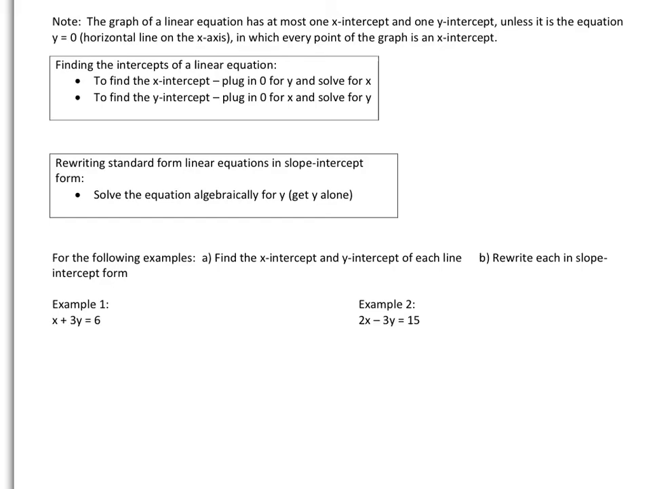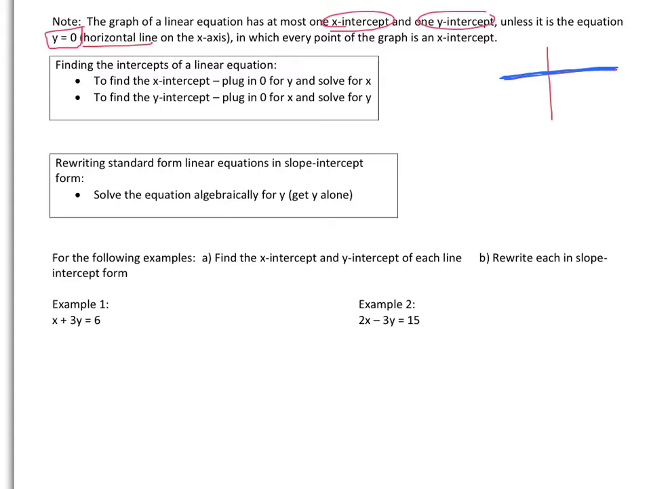Lesson 1.4, Video 2. The graph of a linear equation has at most one x-intercept and one y-intercept. Unless, of course, you're talking about a horizontal line, that is y equals 0. That horizontal line happens to be the x-axis itself. So every point on that horizontal line is touching the x-axis, so every point is considered an x-intercept, and that's a unique scenario. How do you find the x or y-intercepts?